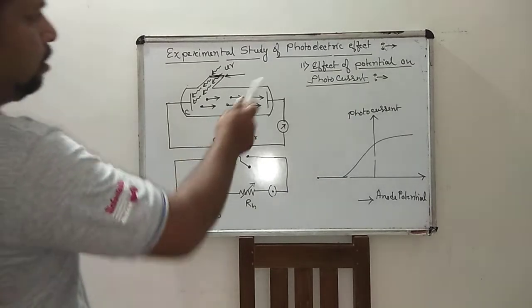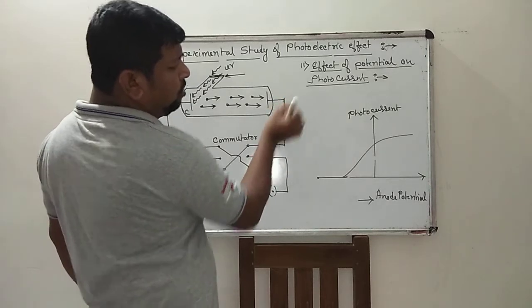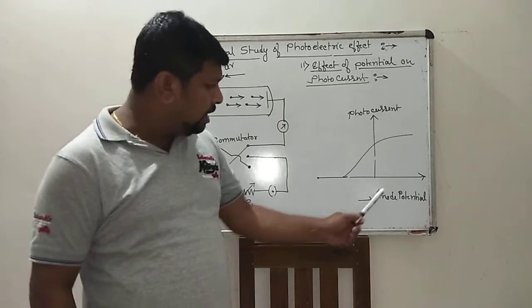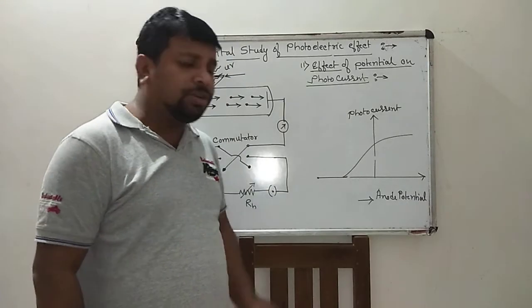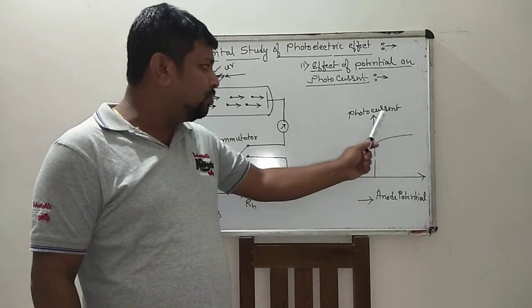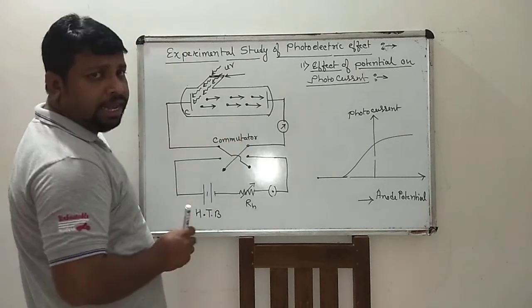So now, the effect of potential on photocurrent. How is photocurrent changed due to change in potential? Here along the x-axis we consider anode potential, and along the y-axis we consider photocurrent. So this is cathode and this is anode.